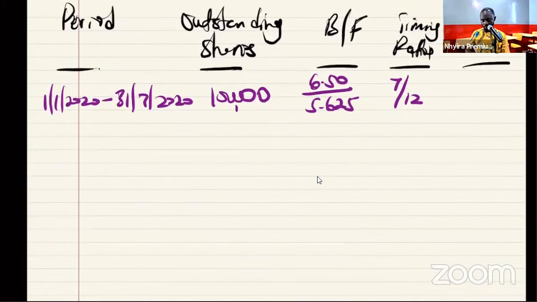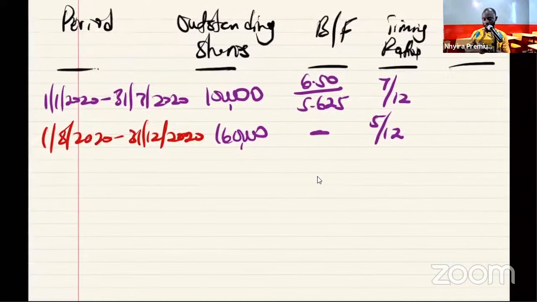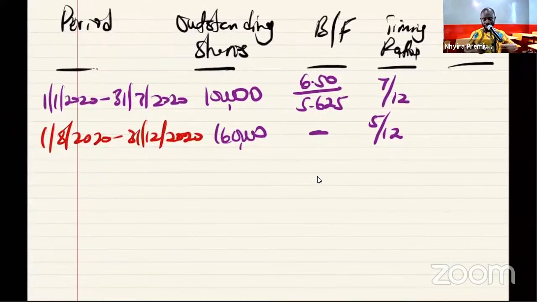Then from 1st August 2020 to 31st December 2020, we now have 160,000 shares. Remember, there is no bonus fraction here because the bonus fraction affects shares prior to the right issue. So let's multiply up and then let's get our answer coming in.